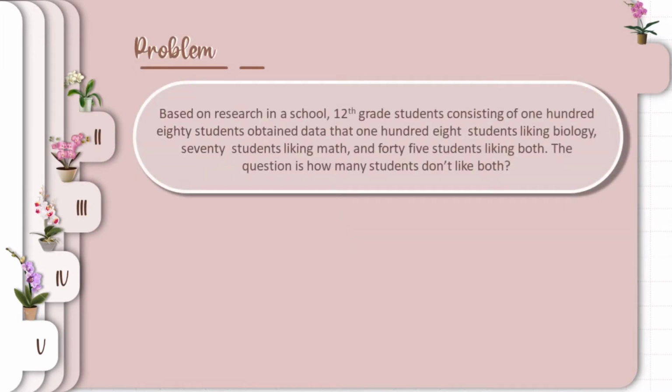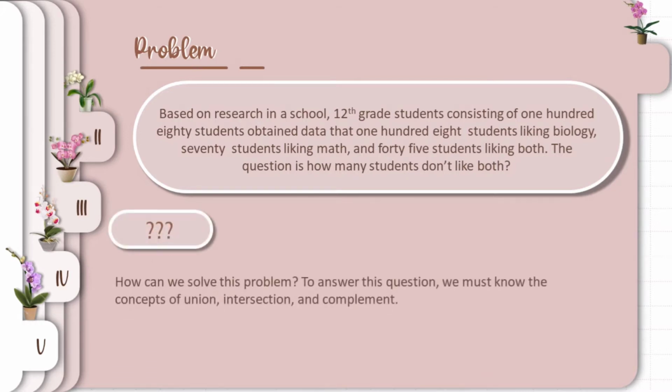Based on research in a school, 12th grade students consisting of 180 students obtained data that 108 students like biology, 70 students like math, and 45 students like both. The question is, how many students don't like both? How can we solve this problem?